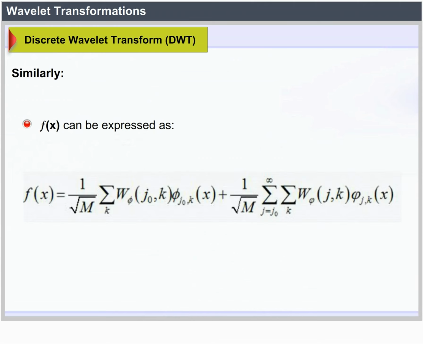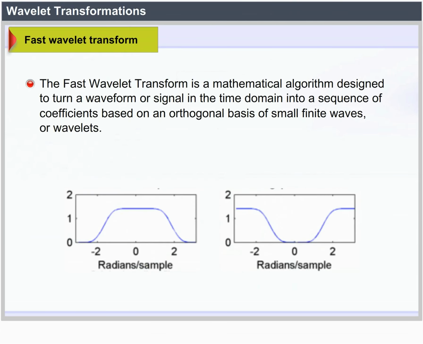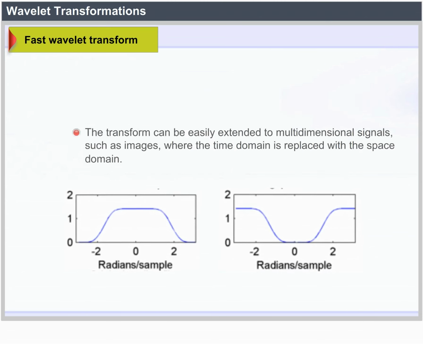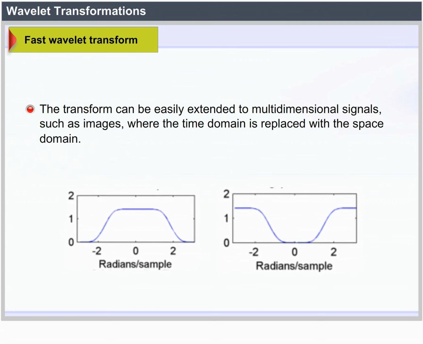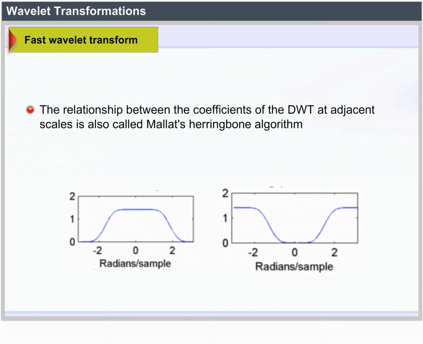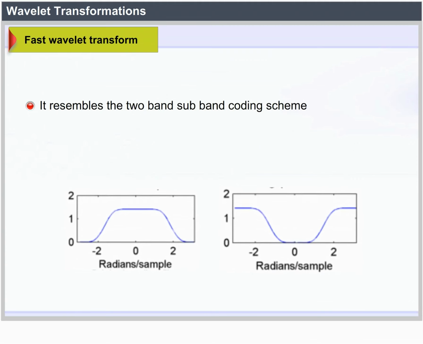Fast wavelet transform. The fast wavelet transform is a mathematical algorithm designed to turn a waveform or signal in the time domain into a sequence of coefficients based on an orthogonal basis of small finite waves, or wavelets. The transform can be easily extended to multidimensional signals such as images, where the time domain is replaced with the space domain. Computationally efficient implementation of the DWT: the relationship between the coefficients of the DWT at adjacent scales, also called Mallat's herringbone algorithm. This resembles the two-band subband coding scheme.